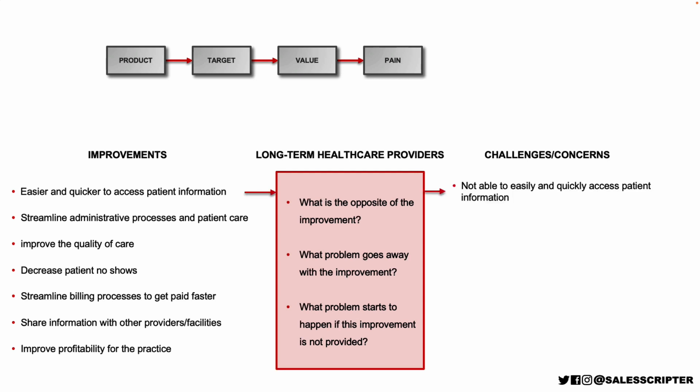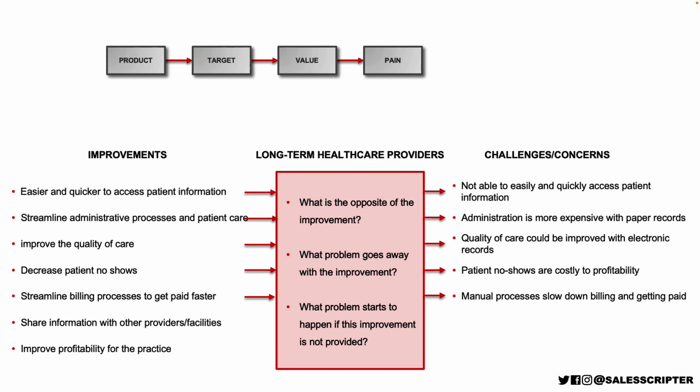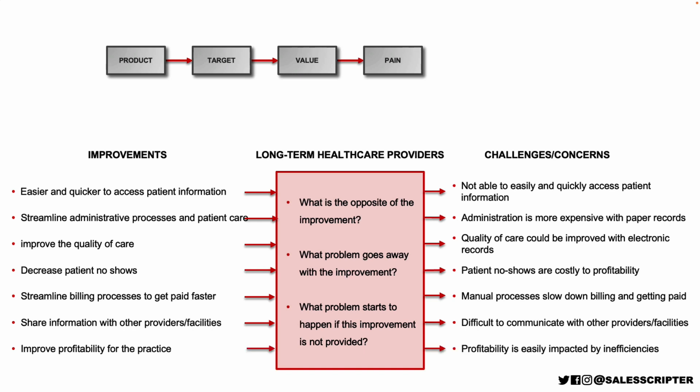And the opposite of easier and quicker, that is that long-term health care providers might not be able to easily and quickly access patient information. Administration might be more expensive with paper records. Quality of care could be improved with electronic records. Patient no-shows are costly to profitability. Manual processes slow down billing and getting paid. It's difficult to communicate with other providers and facilities, and profitability is easily impacted by inefficiencies. So what we have there is a really good list of pain points and challenges that we can use in our sales script, and use that to grab the prospect's attention and to build interest.